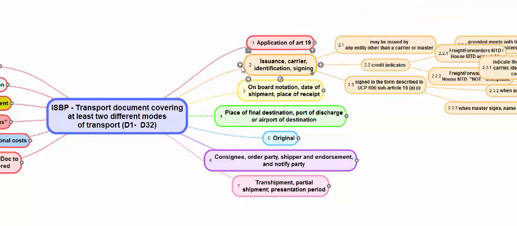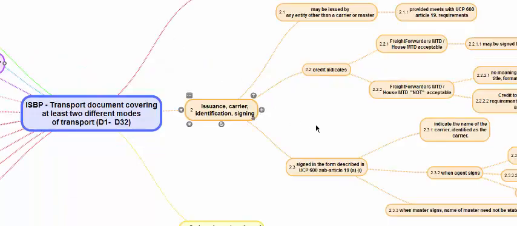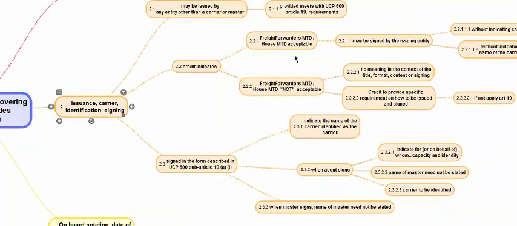Regarding issuance, the document may be issued by any entity other than the carrier. When we look at UCP, it says it has to be issued and signed by, and ISBP helps us to clarify, saying it can be issued by any entity other than the carrier, provided it meets the signing requirements of Article 19. The document can be issued by any entity other than carrier and master. So this helps us to take care of an agent issuing the document, or a freight forwarder document, or a house BL and things like that.